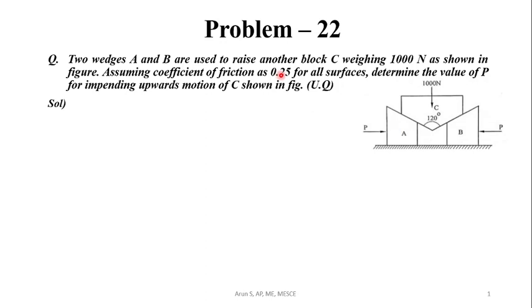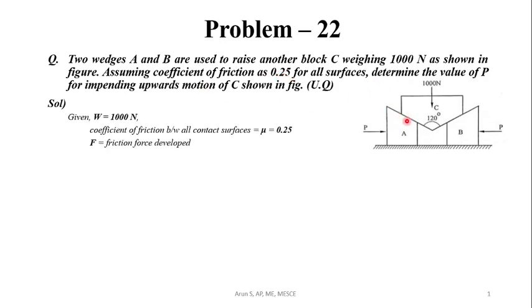The question is: for all contact surfaces, the coefficient of friction is 0.25. That is, wedge A and C contact surface, wedge B and C contact surface, wedge A and the horizontal surface, wedge B and the horizontal surface, all have a coefficient of friction of 0.25. Also, we can assume that both wedge A and B are weightless. Clear.